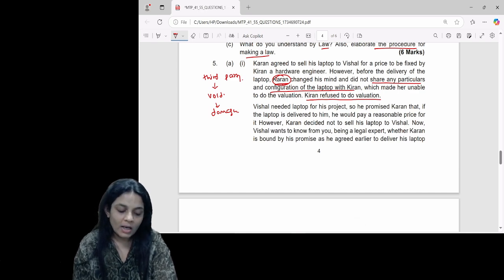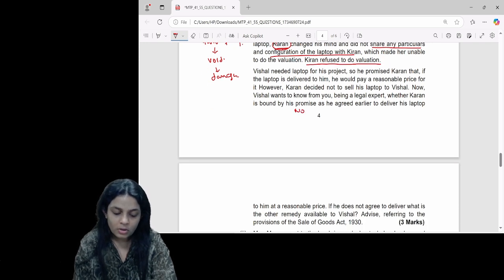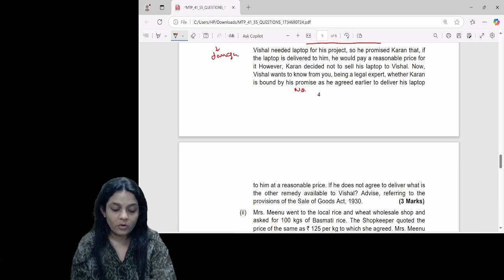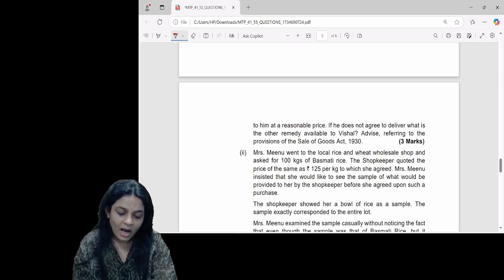Vishal needed the laptop for his project, so he promised Karan that if the laptop is delivered to him, he would pay a reasonable price for it. However, Karan decided not to sell his laptop to Vishal. Now, Vishal wants to know from you, being a legal expert, whether Karan is bound by the promise. No. If the third party refuses to fix the price, the contract is void. If he does not agree to deliver, what is the other remedy available to Vishal? Vishal can actually claim damages, right?